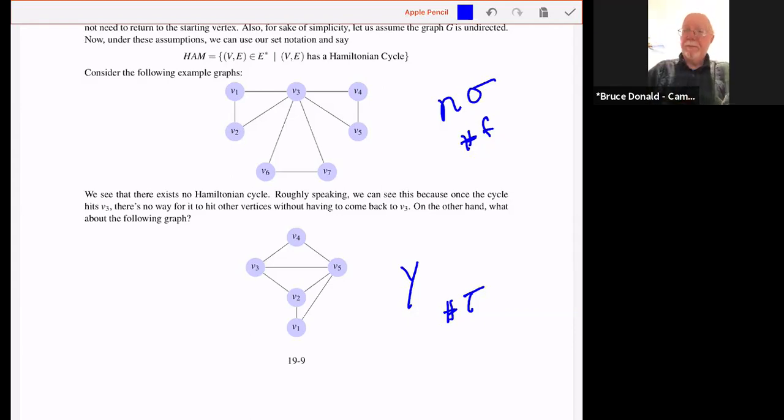Yeah, so are we saying that it's false because there's no possible Hamiltonian cycles? Are we saying it's true because there's a single possible Hamiltonian cycle, or we can get a Hamiltonian cycle from any possible point on the graph?